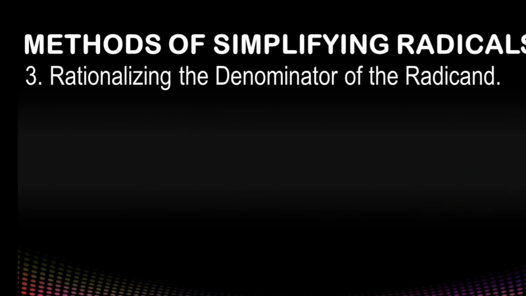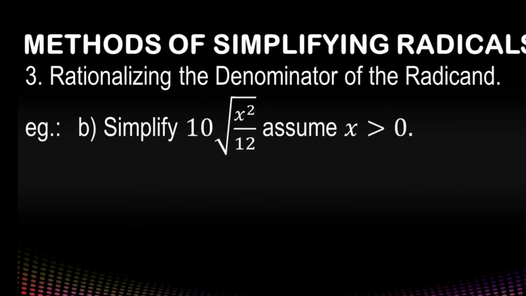Another example, we have to simplify 10 times the square root of x squared over 12. So we are going to assume that x is greater than 0. What are we going to multiply to the expression such that our denominator, which is the square root of 12, will become a perfect square?